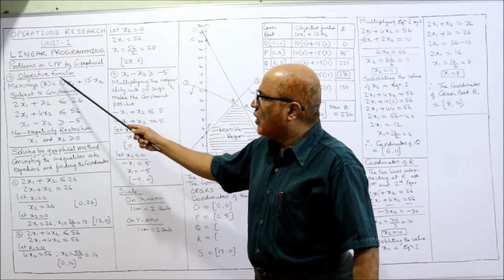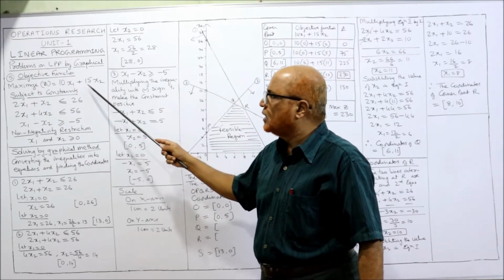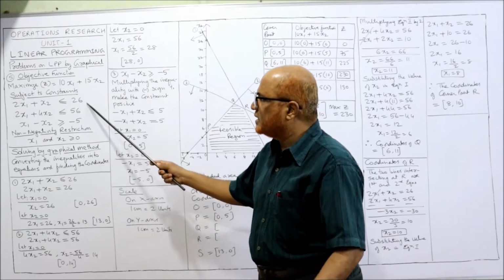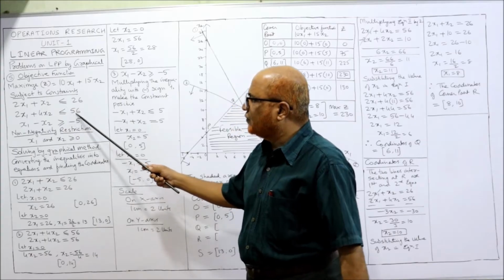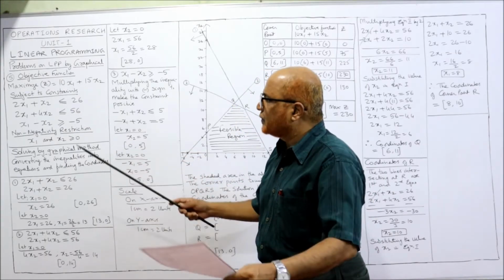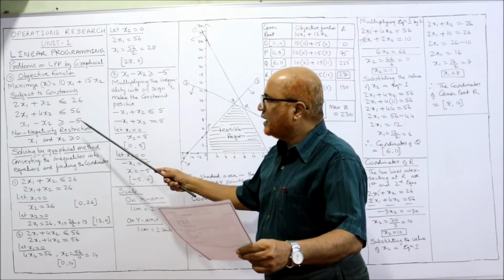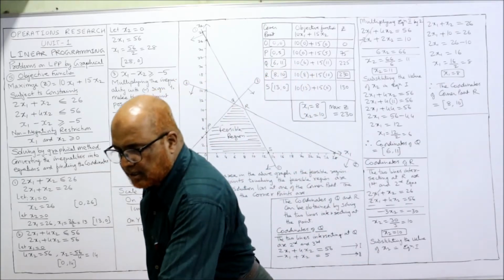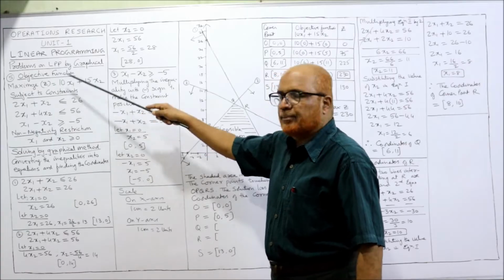See, objective function: maximize z is equal to 10x1 plus 15x2. Subject to constraints: 2x1 plus x2 less than or equal to 26. Second one, 2x1 plus 4x2 less than or equal to 56. And the last one, x1 minus x2 is greater than or equal to minus 5. And lastly, the non-negativity restriction: x1 and x2 are greater than or equal to 0. This is the problem given.